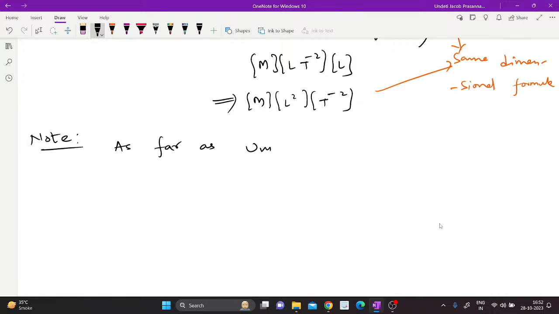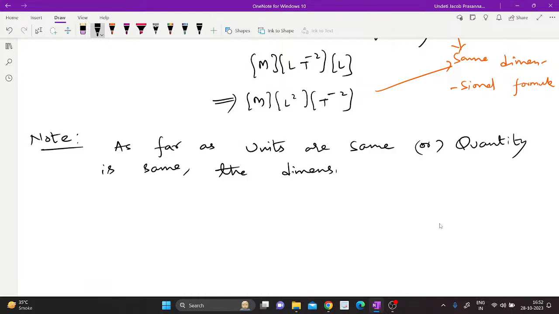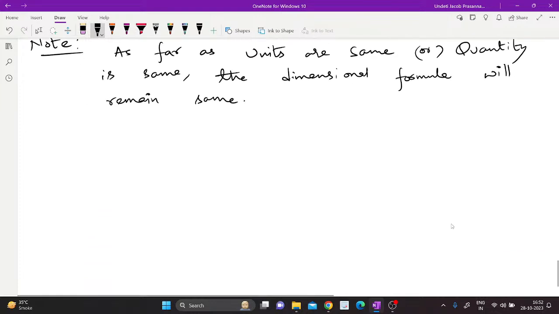As far as units are same or quantity is same, the dimensional formula will remain same. The dimensional formula will remain same. Okay, clear? So I'm just writing down the example so that when you refer to your notes, you'll have complete clarity.